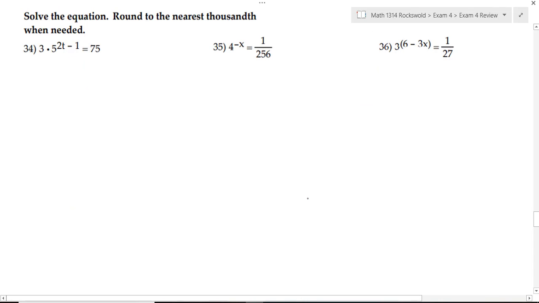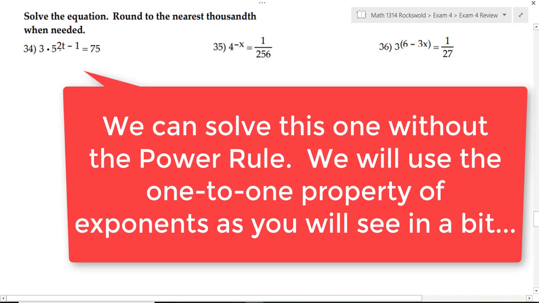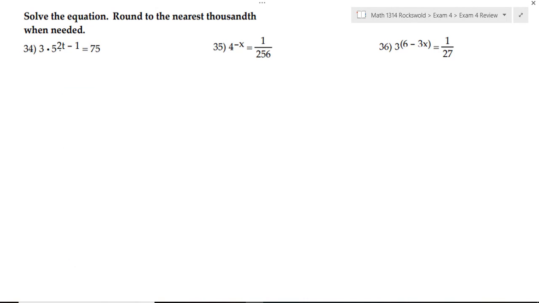In the next set of problems, the instructions are to solve the equation and round your answer to the nearest thousandth if needed. Well, first, notice that your variable is in the exponent. How do we get variables out of the exponent? With the power rule for logs, which means I'm going to need a log in here at some point. But before we're ready to do that, we have to isolate that exponential expression. Isolate it means get it by itself.